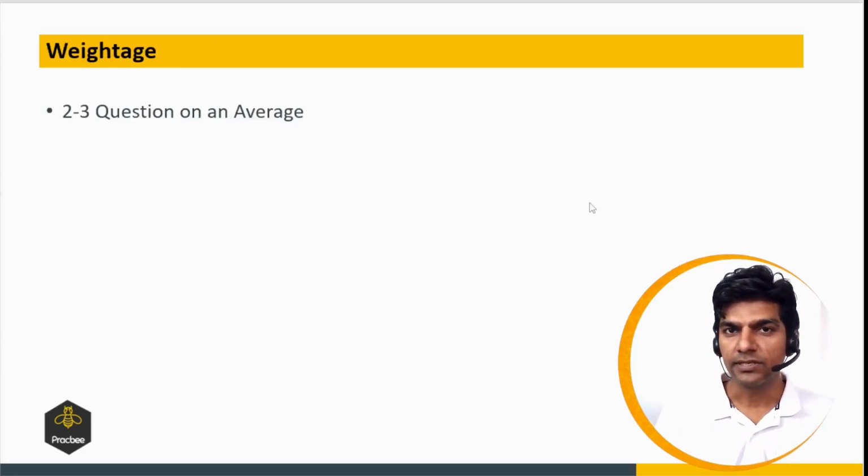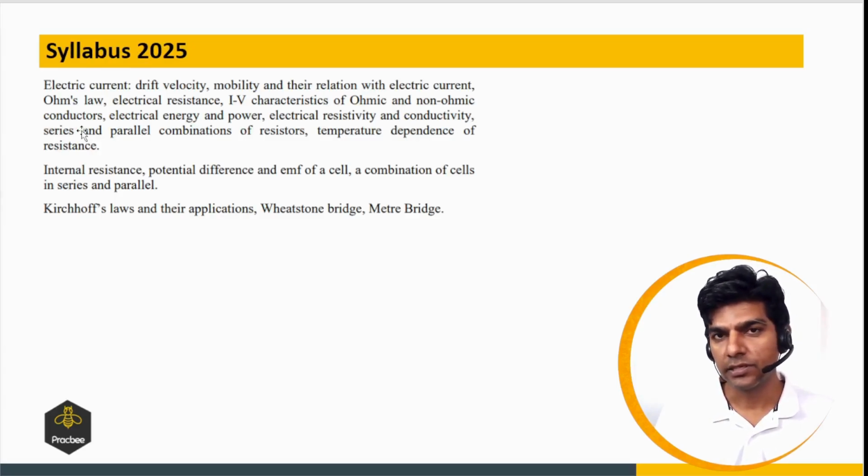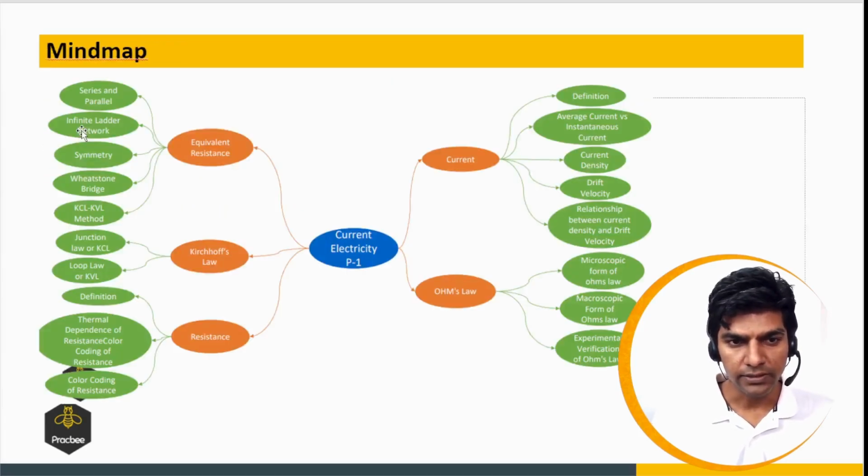First, let us see the weightage. Around 2 to 3 questions can be asked from this chapter, so it's a high priority topic and you must master it. This is the syllabus, and as per last year's syllabus there is no change. And this is the mind map where I have mentioned different topics and subtopics from this chapter. You can pause the video and have a look at it.